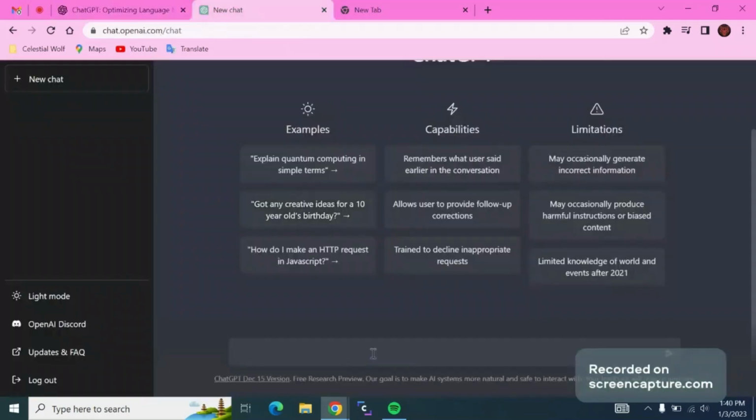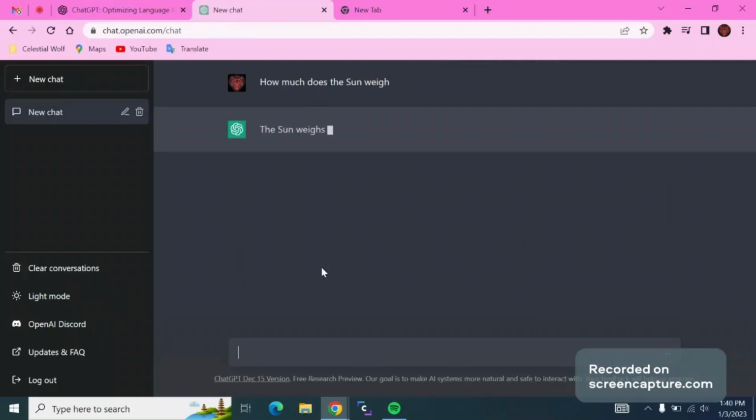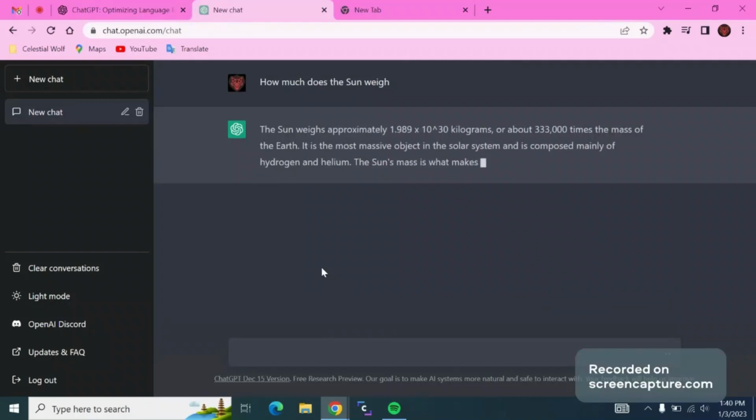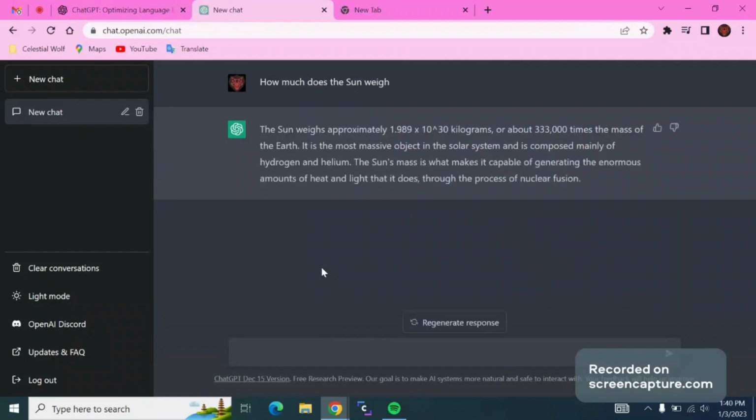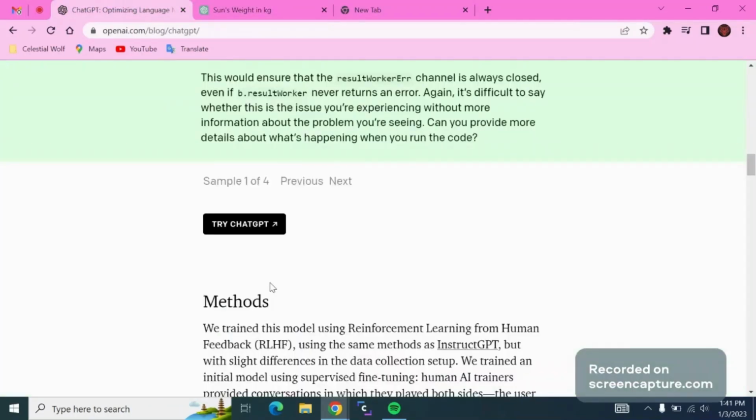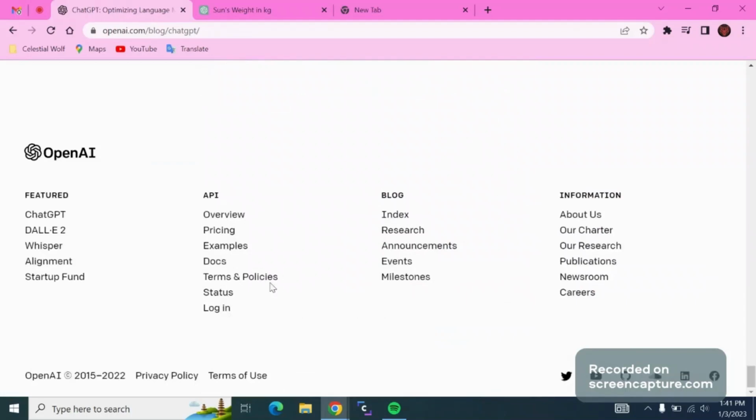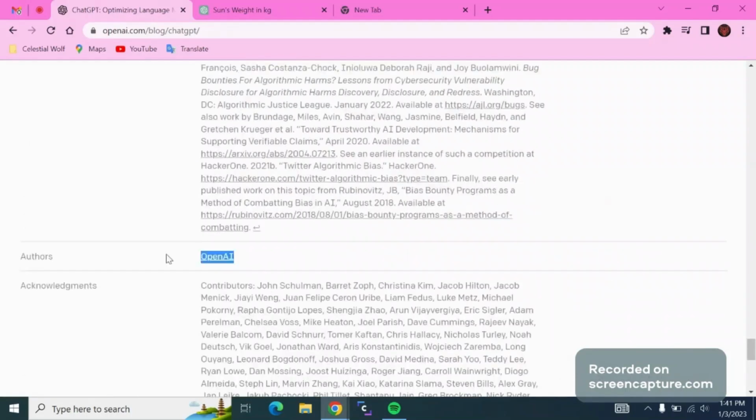For example, if I want to say, you know, how much does the sun weigh, it will say, this is AI. So AI uses the internet to get the answers to what you put in. It's like a Google search, but it's directed right into the chat as if you were talking to someone. So this is access to anyone. It's a great service. It's free. It's made by OpenAI.